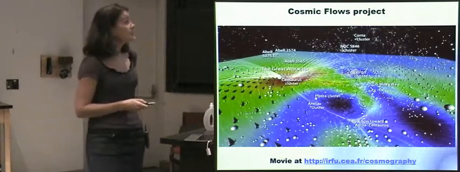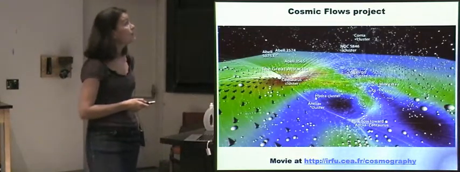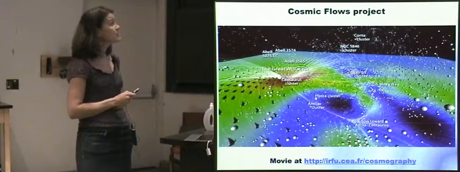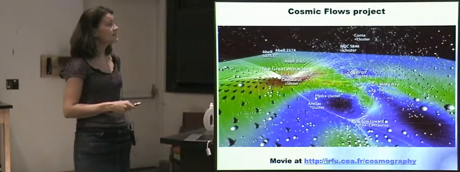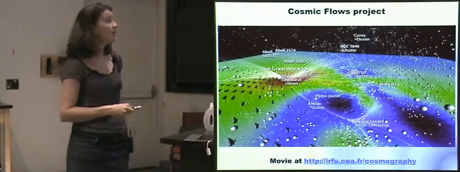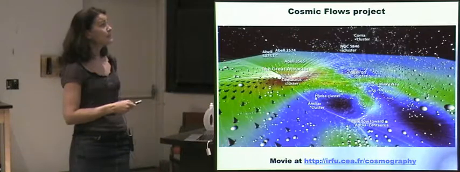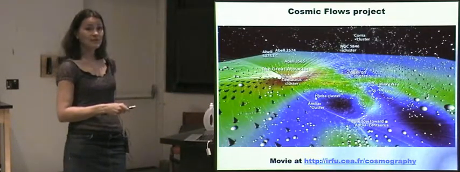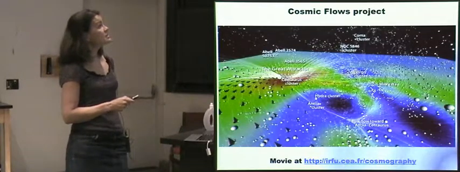So there's a recent project called the Cosmic Flows project, which has really beautiful diagrams. I'd encourage anyone who's interested in seeing more of these pictures to go online to this website. There's a movie there if you're interested. It's about a 20-minute-long movie showing how they made these maps and how they actually calculated the velocity fields. I really encourage you to watch this movie. It's really great.